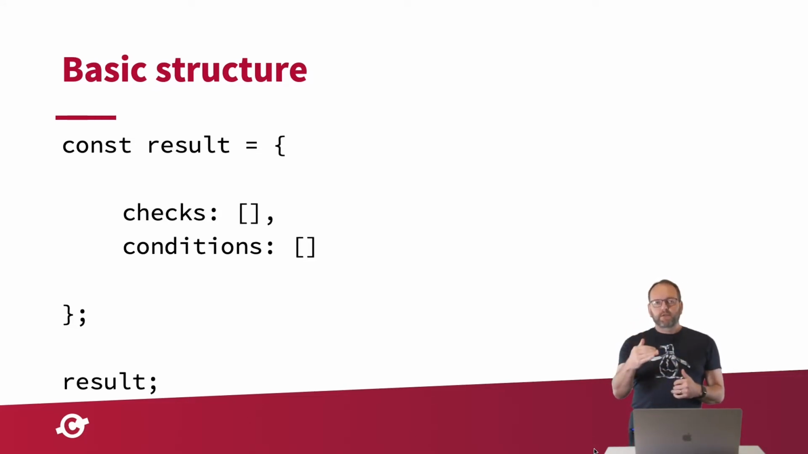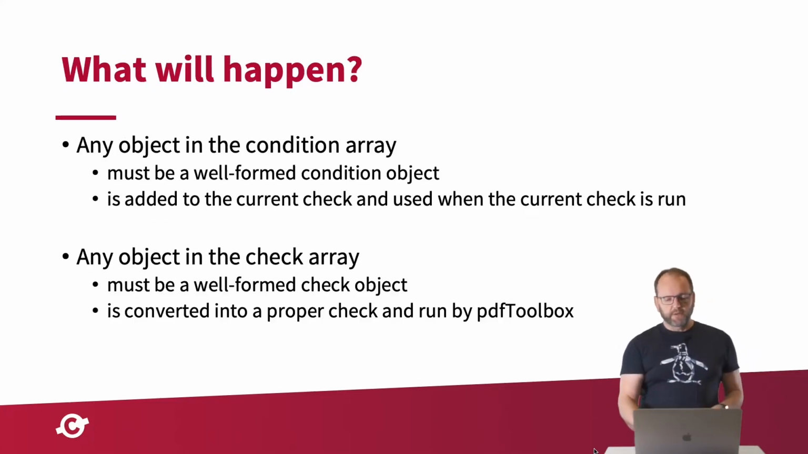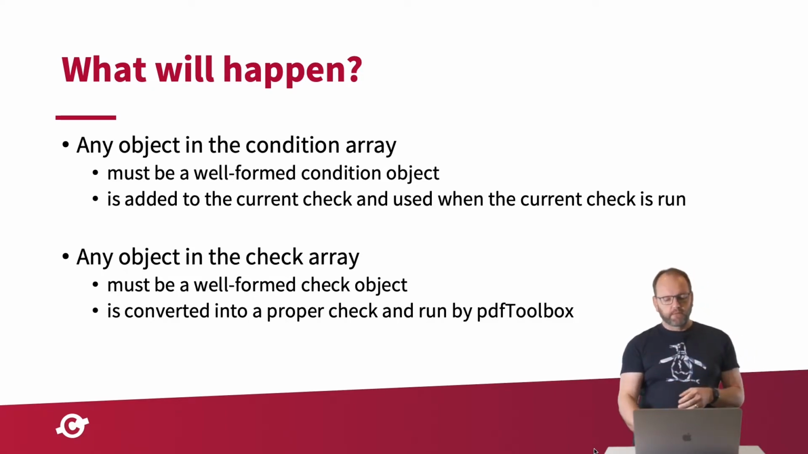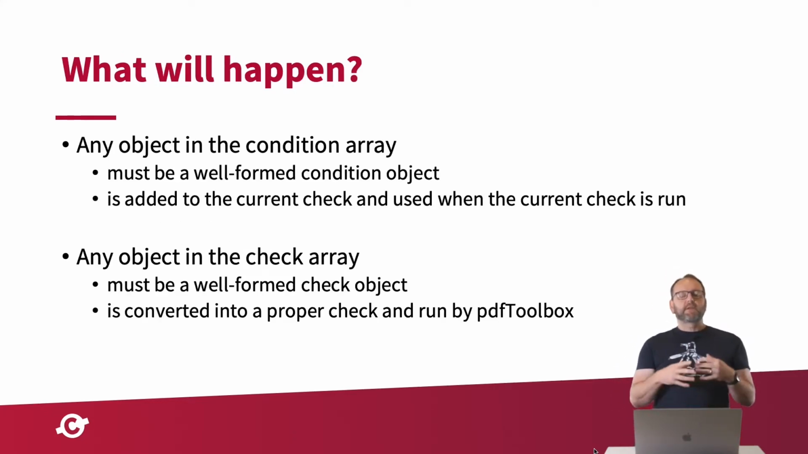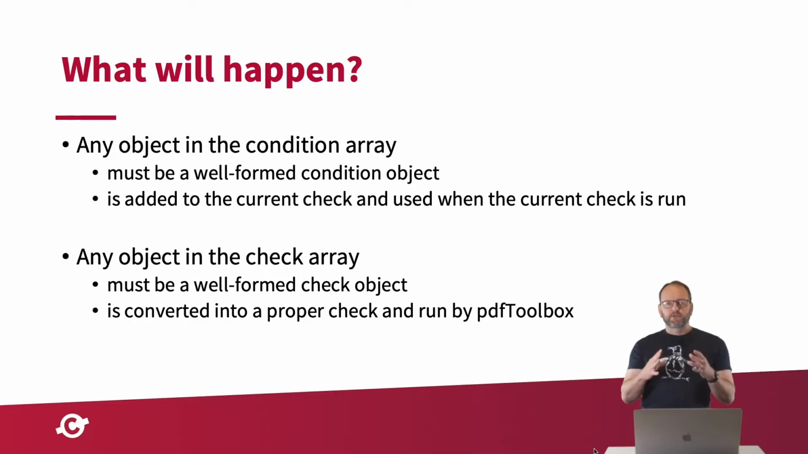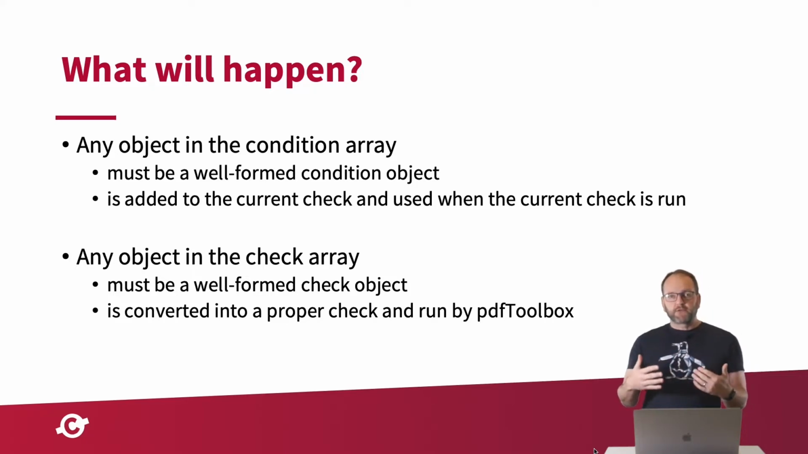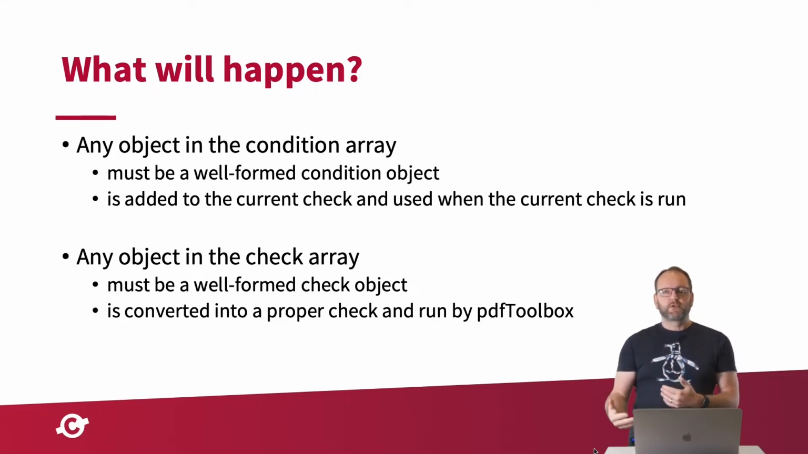I put in something that is called checks or conditions or both, and then I make sure that pdfToolbox receives it. pdfToolbox will interpret it and then do something with the information. If there is something in the conditions array, the property called conditions here, then it must be a well-formed condition object, and I will explain in a second what that is. If that is the case, that condition is added to the current check, and so when that check is run, you now have one or more additional conditions, and you can put as many conditions in that array as you want.